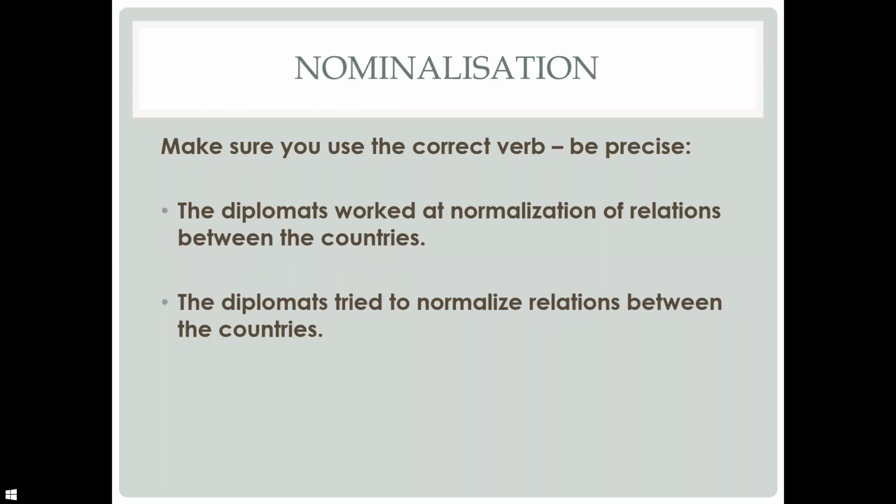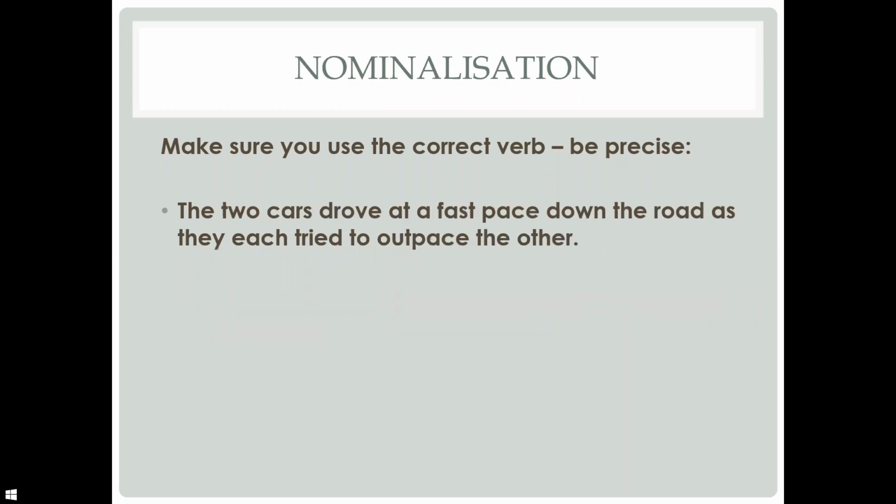Or here's a better version. Here's a better example. The two cars drove, that's the verb, drove at a fast pace. We have to say how they drove, so we say at a fast pace. And then we have to give more information because the verb doesn't tell us enough. They drove at a fast pace down the road as they each tried to outpace the other. They each tried to go faster than the other. So the two cars drove at a fast pace down the road as they each tried to drive faster than the other. What does it sound like they were doing?